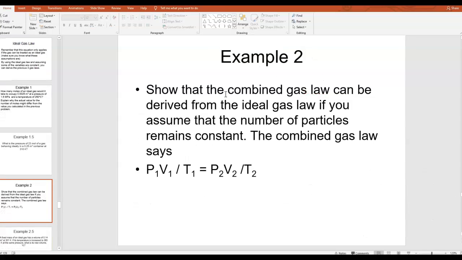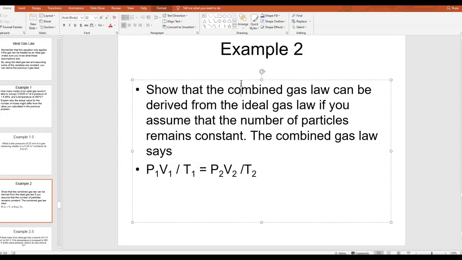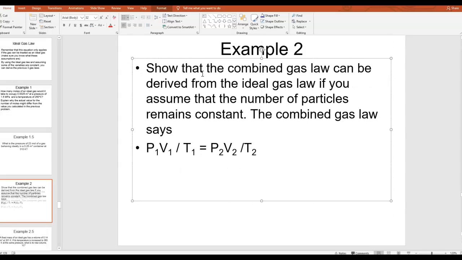Example 2, it says, show that the combined gas law can be derived from the ideal gas law if you assume that the number of gas particles remains constant. The combined gas law says, and then they give you an equation. So this is a gas law that we didn't talk about. This is called the combined gas law. And basically this problem wants us to derive this, or come up with this equation, starting from the ideal gas law. Okay, and so I'm going to show you how this works.